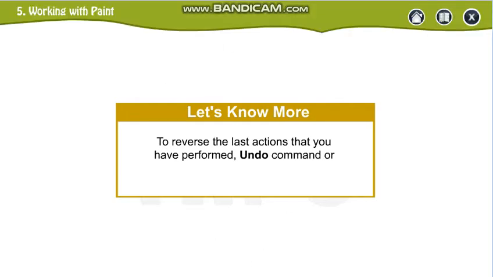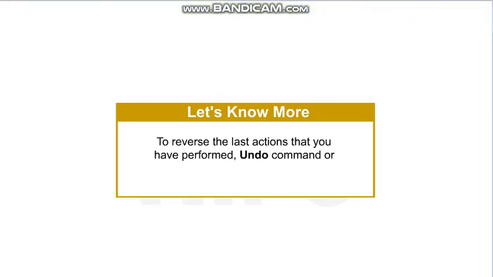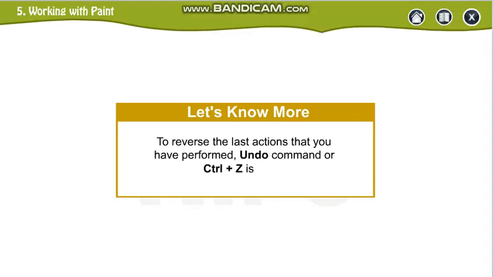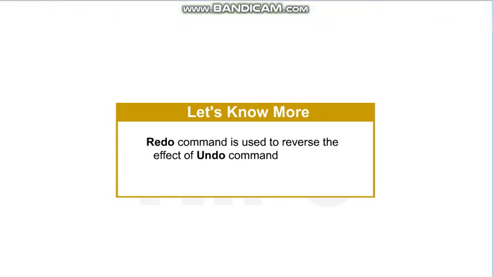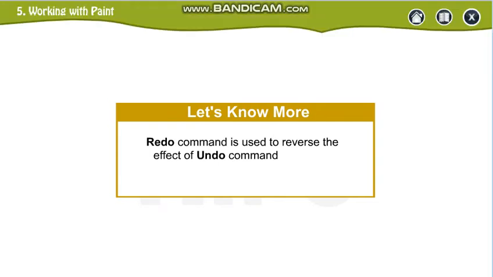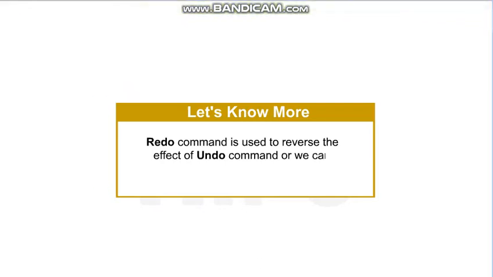Now, to reverse the last action: suppose you have made some mistake, you have not done something correctly and you want to undo that, you want to cancel that. Then you can press the undo command in Paintbrush or you can press Ctrl plus Z from the keyboard. Now the redo command is used to reverse the effect of the undo command. Suppose you have cancelled and now you realize you don't want to cancel. So you can redo that, and you can press Ctrl plus Y for redo.